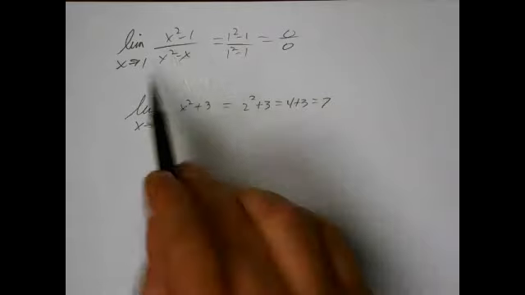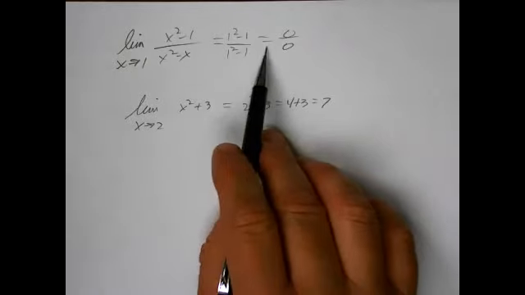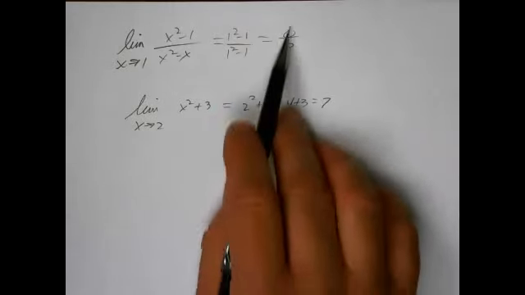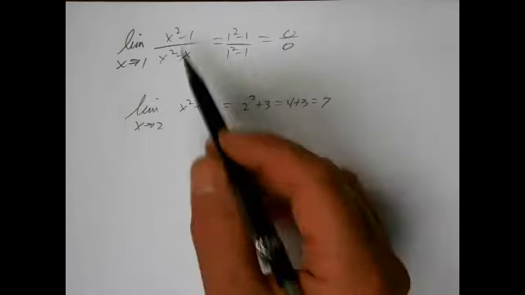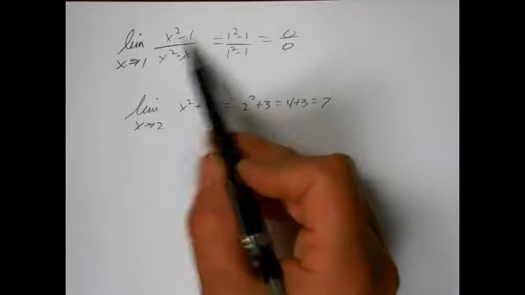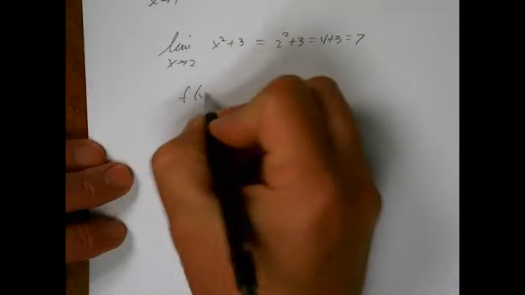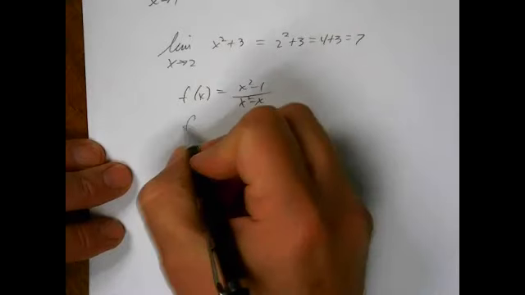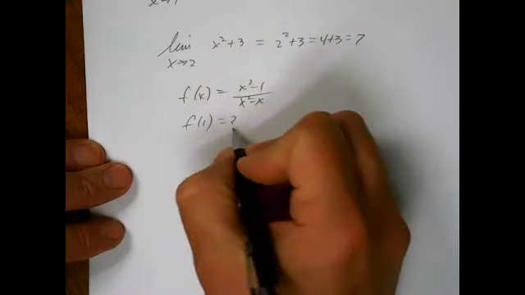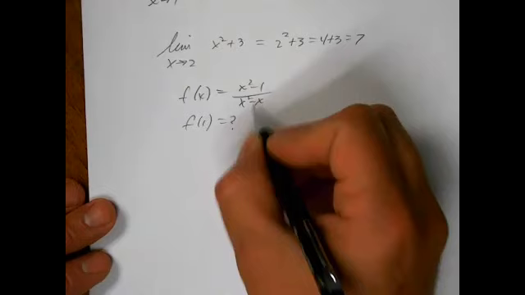But when it comes to limits, if you plug the number in and you get what I've come to call a red flag, something weird like this, then that means that just plugging the number in was not the right way to go. Again, if this was a function, f of x equals x squared minus 1 over x squared minus x, and you said, what is f of 1? The answer would be that at this value, this particular function does not exist.